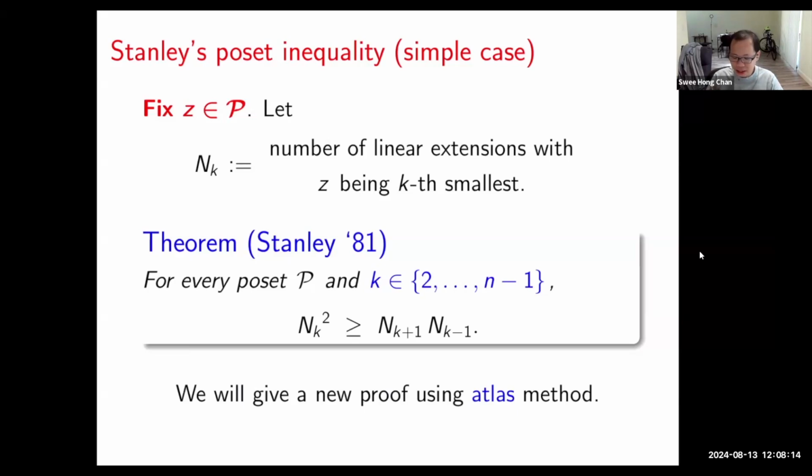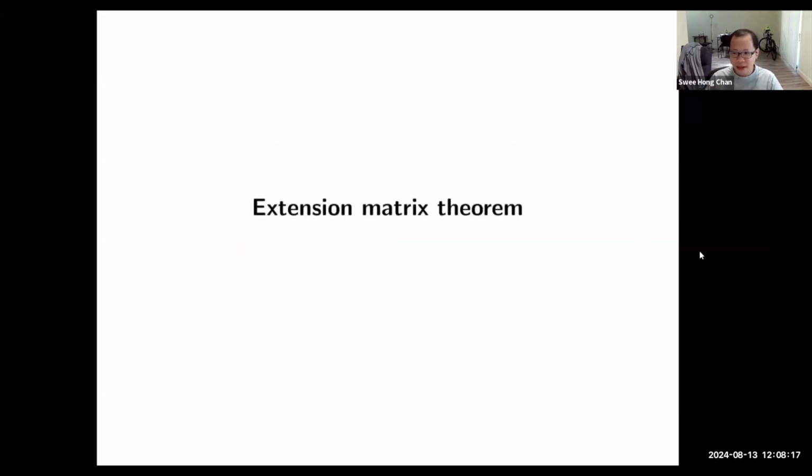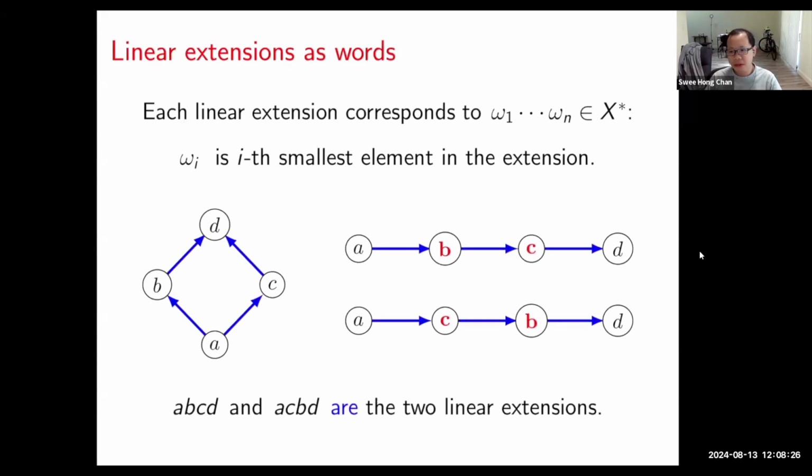Okay, if there are no questions, then let me continue the proof. And as usual, the proof will involve building an atlas and then saying that this atlas satisfies the hyperbolic property. But before that, I want a slight change of way to view linear extensions. You can view every linear extension as a word, that means a string of letters, where the ith letter corresponds to the ith smallest element in the linear extension.